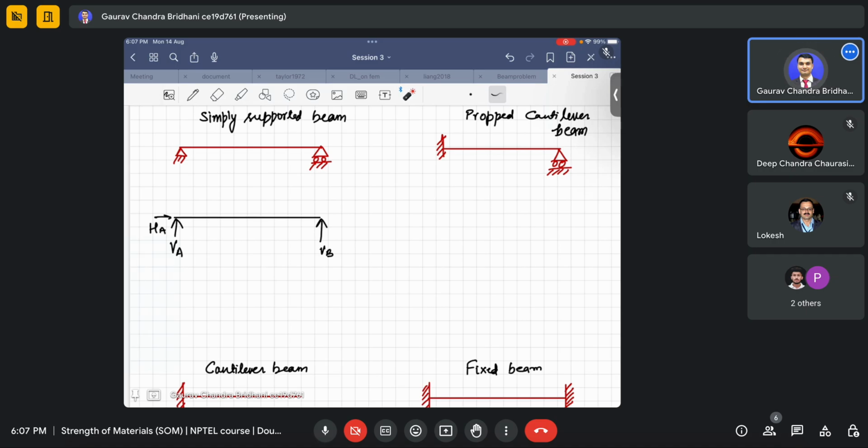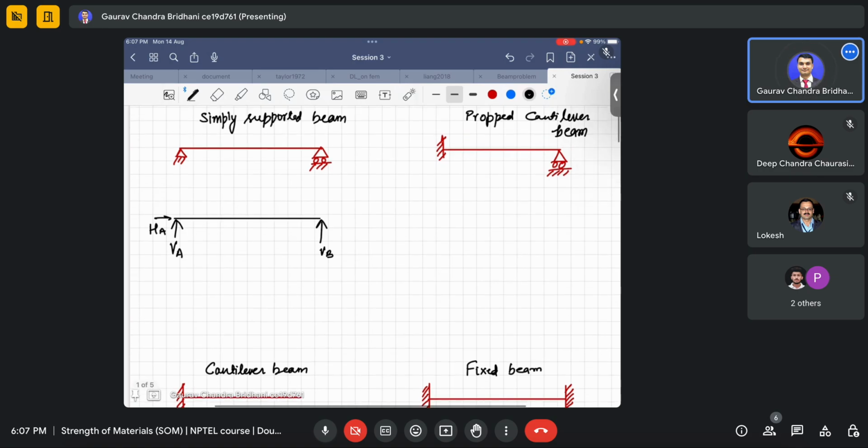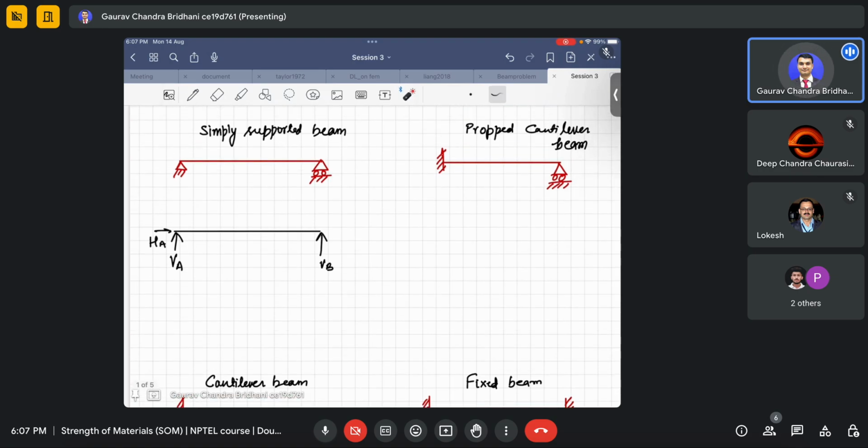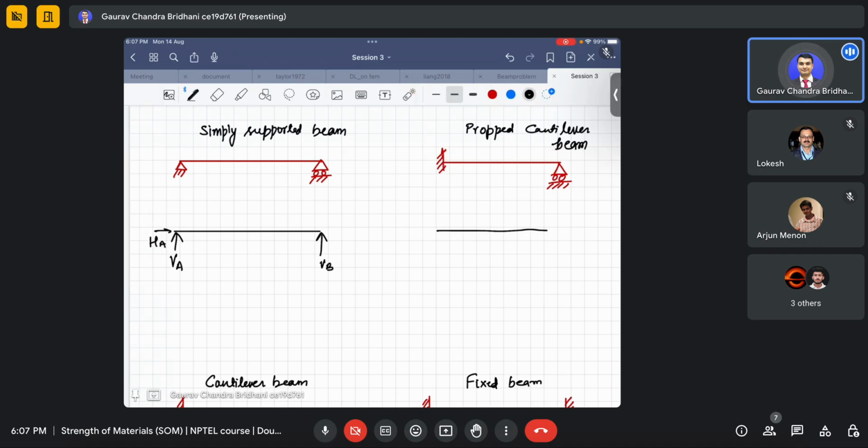But if I say that there is no load in the x direction, only vertical loads are acting, then obviously the horizontal component comes out to be 0, and we can remove this component and live happily with these two components. Similarly, if we look at the propped cantilever beam, again we have to cut the beam near the supports, very near to the supports. So what will happen if I cut?